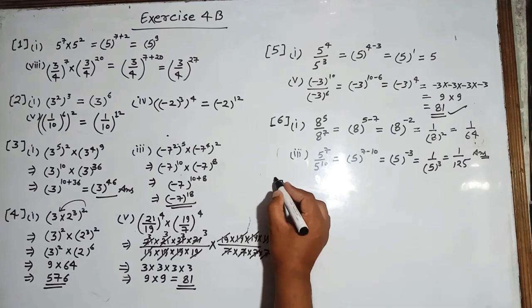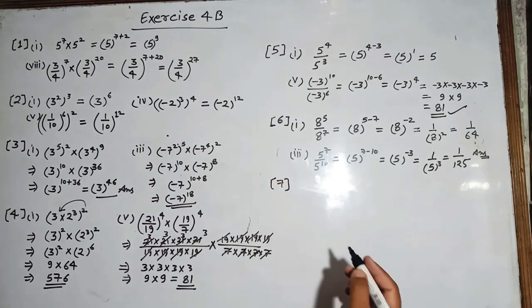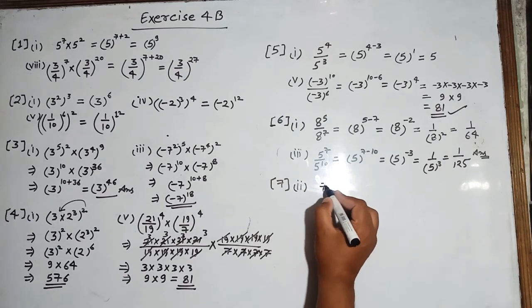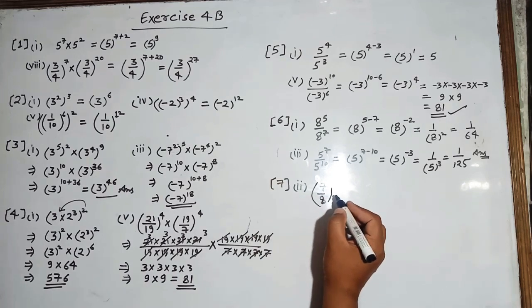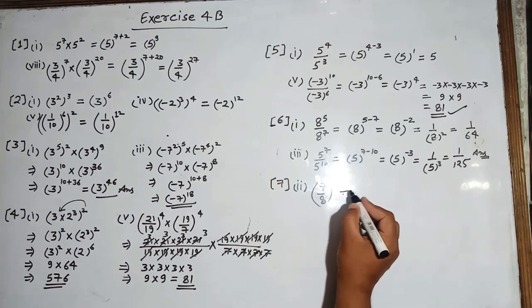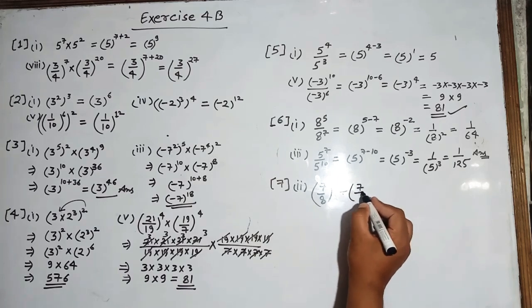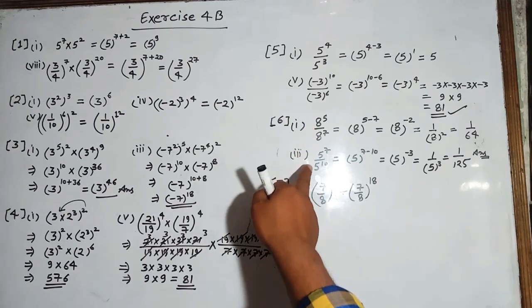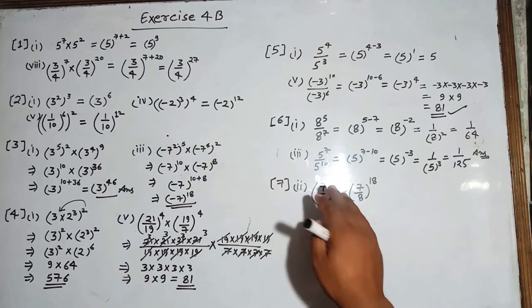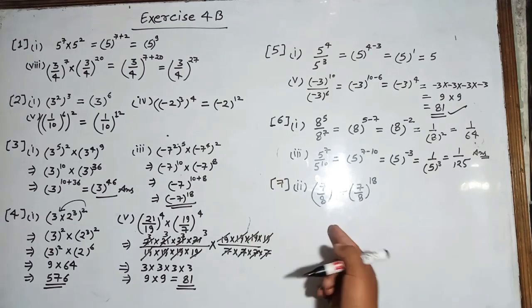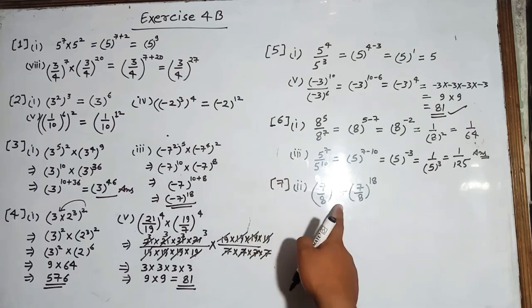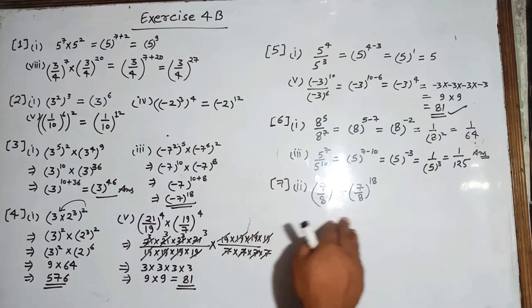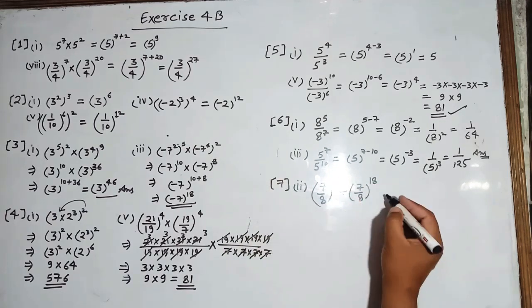So come to question number 7. It is simplify. Same, that second part I am doing here, the others you can try. That is 7 upon 8 to the power 20 divided by 7 upon 8 to the power 18. So how will you solve? See, it is the same as before. What is the difference? The way of writing is a little different. Here we have written it in the denominator, here it is written with the division sign. It means the same: 7 upon 8 to the power 20 upon 7 upon 8 to the power 18. Same it is. So what will we do?